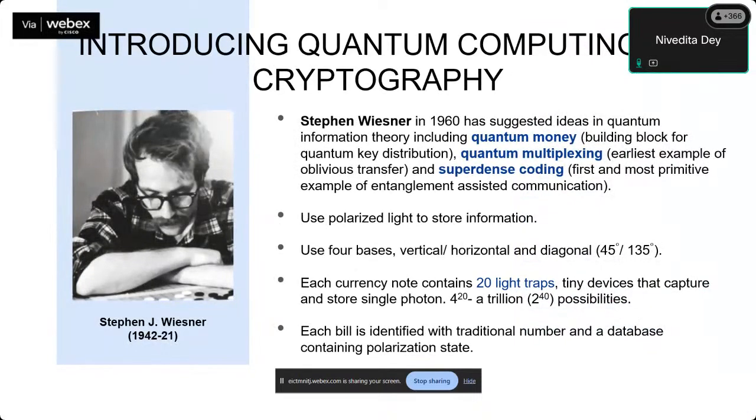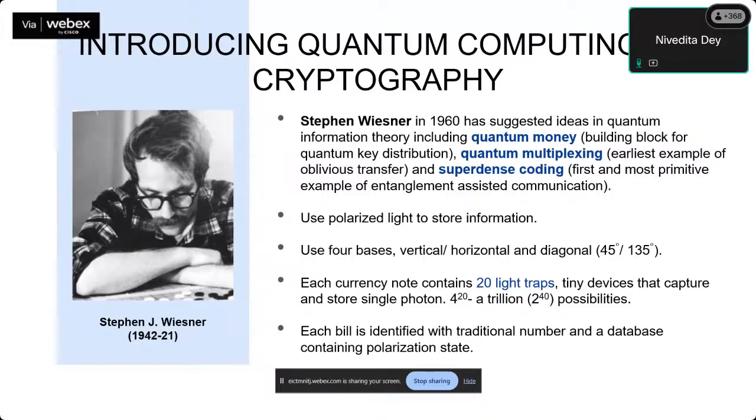Now this is introducing quantum computing in cryptography. You can see the first idea, BB84 or quantum key distribution, was proposed somewhere around the early 80s. But in 1960, Stephen Wiesner, you can see his picture, suggested some ideas in quantum information theory, where one such idea was quantum money.